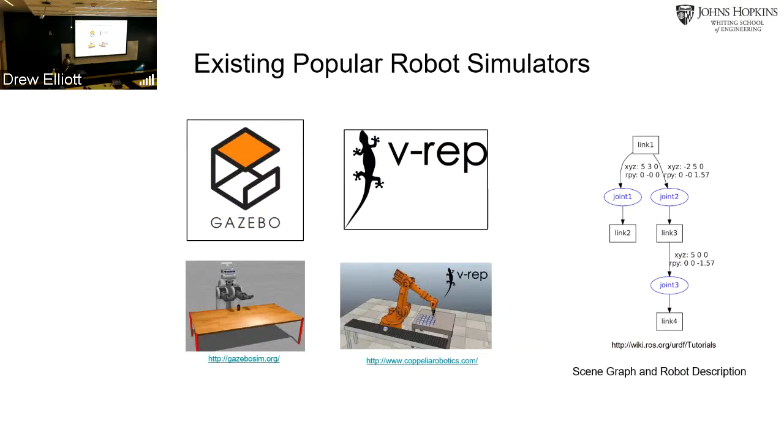Gazebo and V-REP are arguably the two most popular community simulators out there. There are other simulators such as MuJoCo and Unity, and Unity is not necessarily a simulator, but these are still commonly used by the community. Both of these simulators employ a tree-based hierarchy for describing the robot, as well as for describing their scene graph. You can see the tree-based hierarchy on the right with a base link at the top, and then all the other links are connected to the previous link, so each link can have a maximum of one parent.